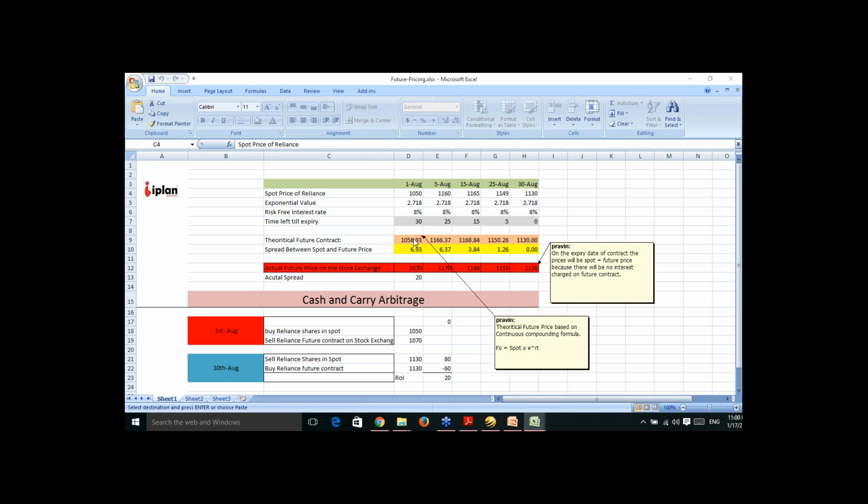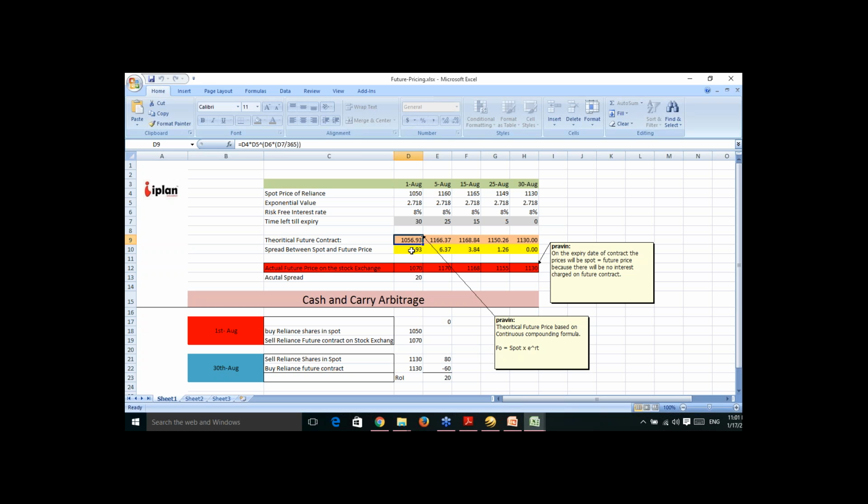Now the theoretical value, if we calculate based on the forward pricing model, if suppose there is no dividend given during the month, would be spot into exponential to the power r into t divided by 365 days. So 30 days was remaining, so I get a value of 1056 for the future contract. Now this is the theoretical value, and the basis or the spread is 1050 and 1056. If we subtract, we get 6.93, which is the basis between spot and future price.